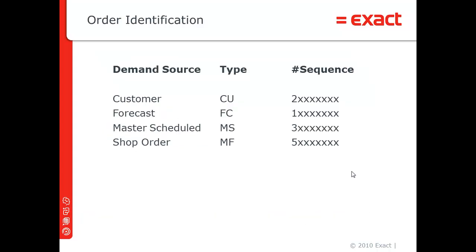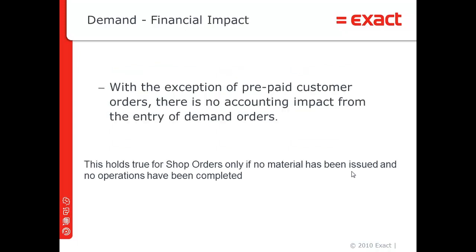Orders in MAX can be identified by their demand source, type, and their sequence number. Customer orders start with a 2, forecast orders start with a 1, master scheduled orders start with a 3, and shop orders start with a 5. Now, with the exception of prepaid customer orders, there is no accounting impact from the entry of demand orders.